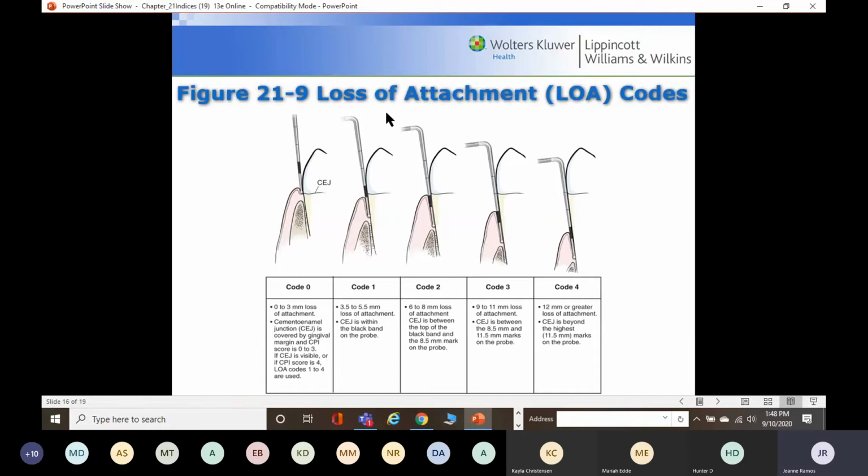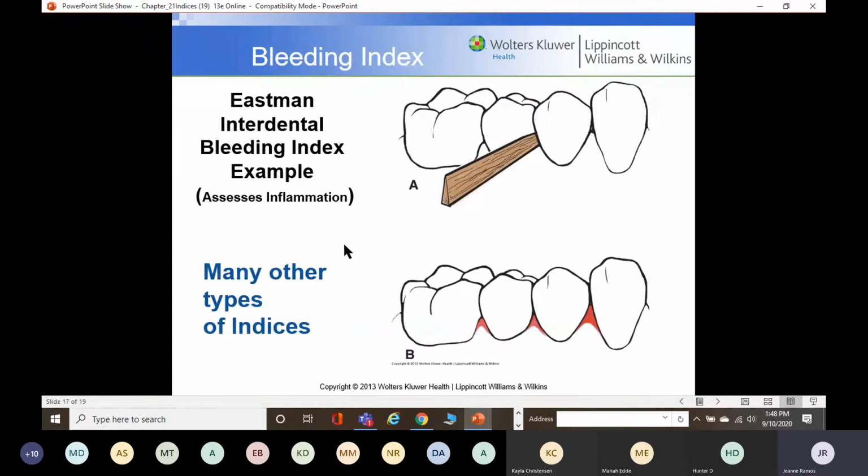So they have loss of attachment codes. We call it CAL, but same thing would be loss of attachment, LOA, I guess, if you wanted to. And they have different codes you can kind of read in here. This is another special type of index. Then we have the bleeding index, which I've seen in review books. It's called the Eastman Interdental Bleeding Index example. This is going to be an index to assess inflammation and bleeding.